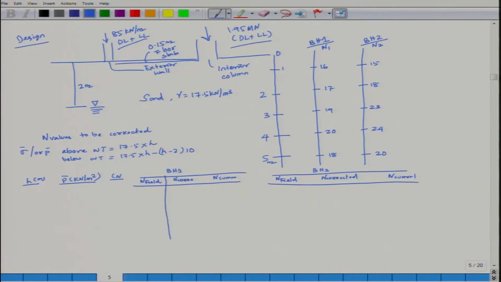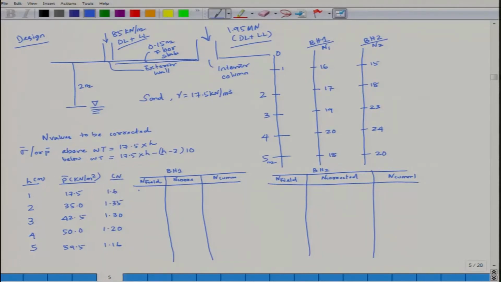So if I take it in a tabular form, that will give me an idea. H in meter is your 1 meter, 2 meter, 3, 4 and 5. P prime is 17.5, for 2 it is 35.0. P prime is your overburden above water table and below water table, it has been calculated. Then 42.5, then 50.0, then 59.5. The correction factor is your 1.6, 1.35, 1.30, and it is your 1.20, and this will be 1.16.